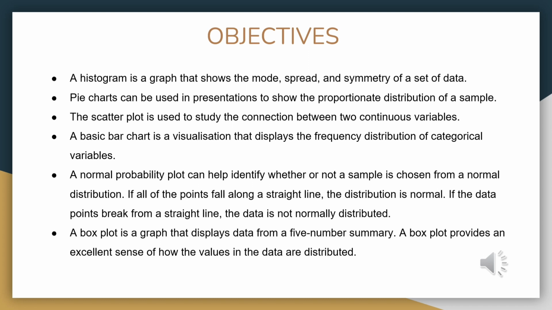A normal probability plot can help identify whether or not a sample is chosen from a normal distribution. If all the points fall along a straight line, the distribution is normal. If the data points break from a straight line, the data is not normally distributed. A box plot is a graph that displays data from a 5-number summary. A box plot provides an excellent sense of how the values in the data are distributed.